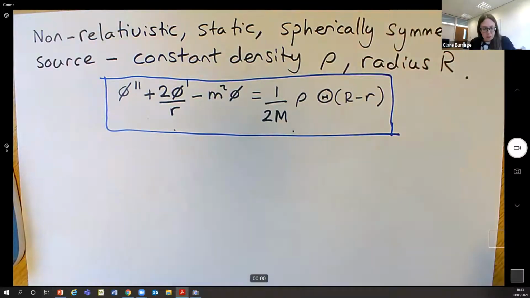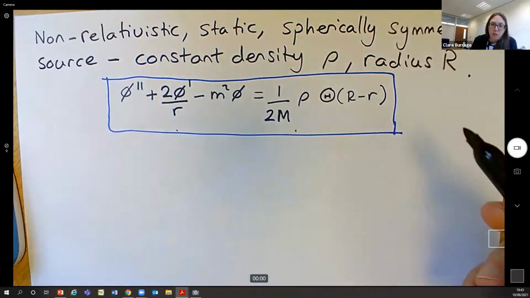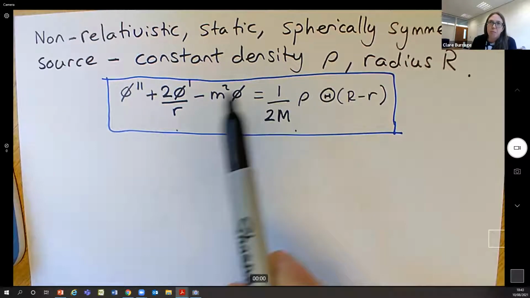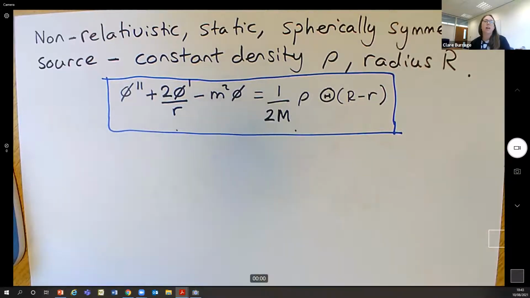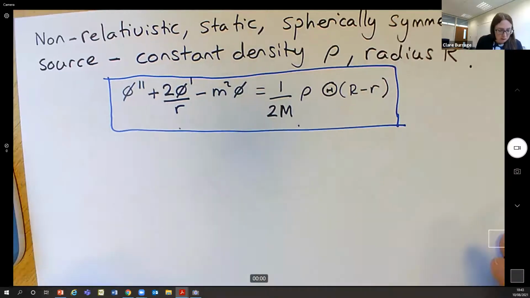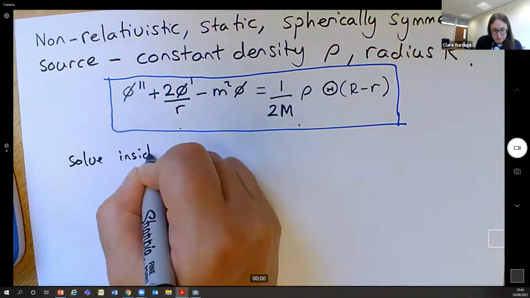We want to impose, and the way that you can do it, if you want to work through it, is you solve inside the source, where we do have this source density rho. You solve outside the source. So we solve inside and outside.